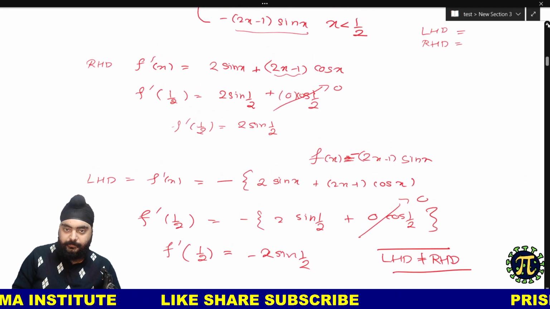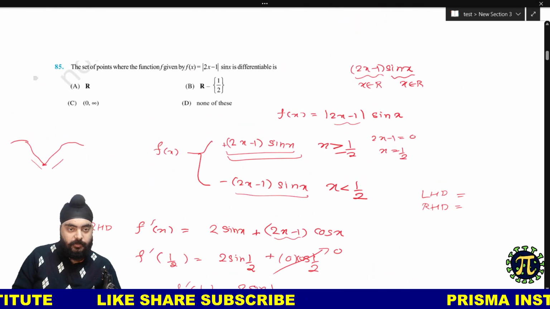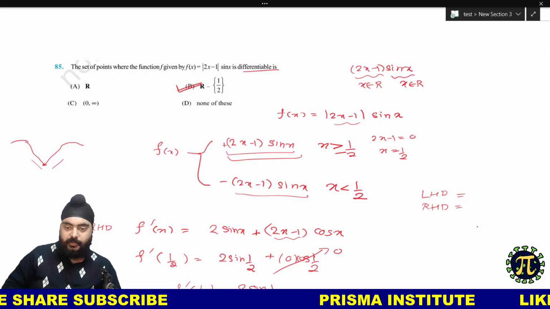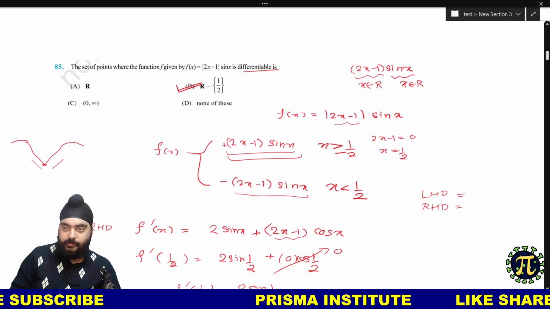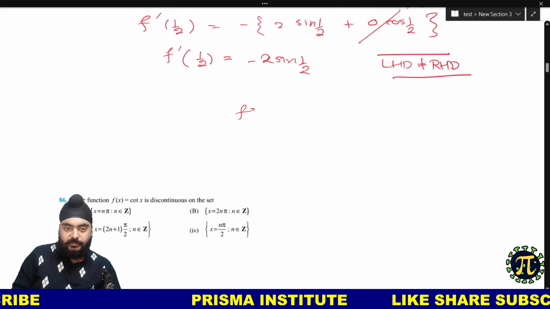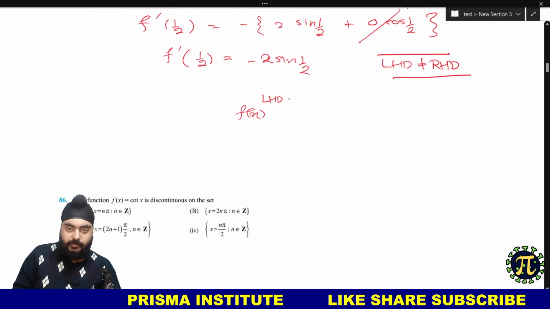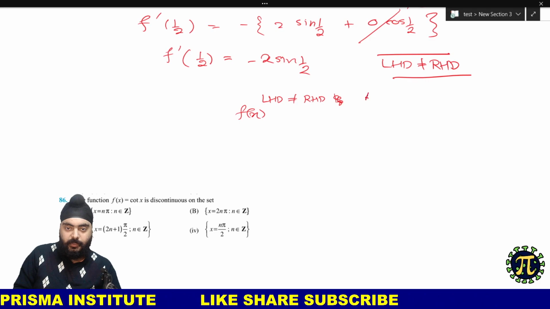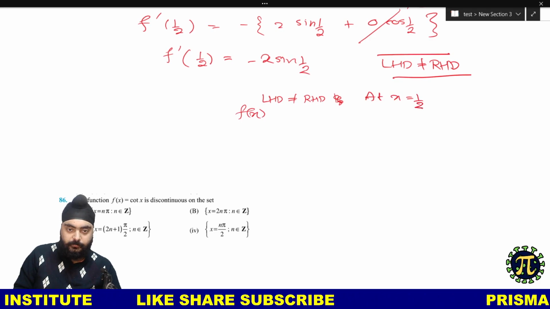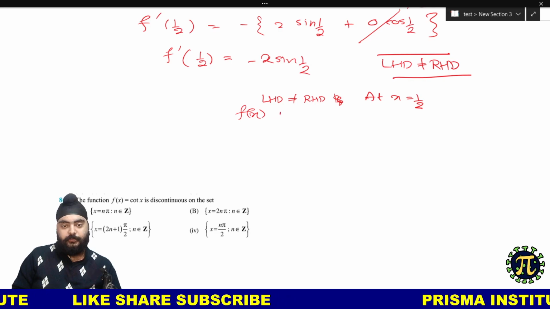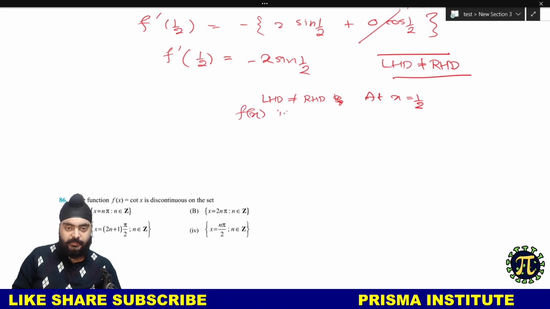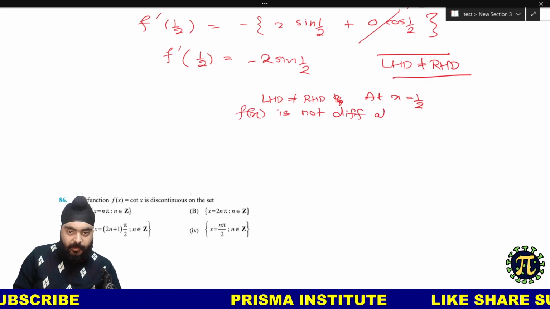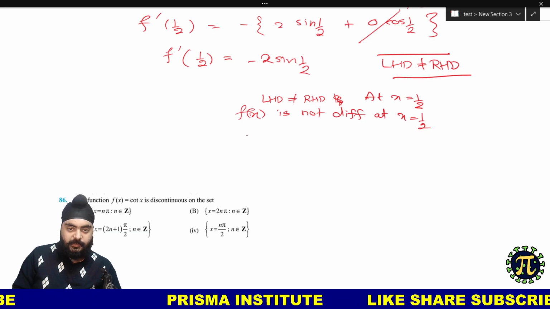So let's see our options. So this function is differentiable at, our option is R minus half, right? Because this function is not differentiable at half. So fx, left hand derivative is not equal to right hand derivative at x is equal to half, right? So we can say fx is not differentiable at x is equal to half, or we can say its domain is what?